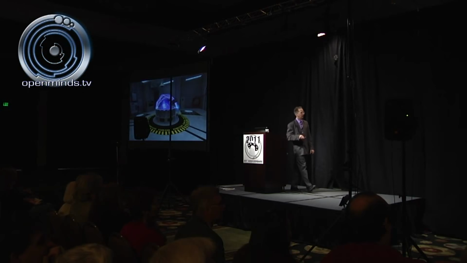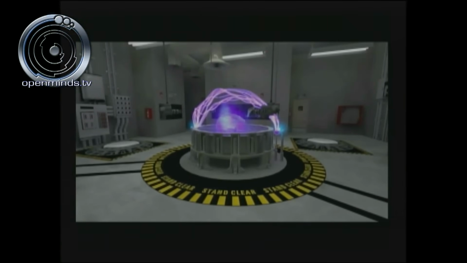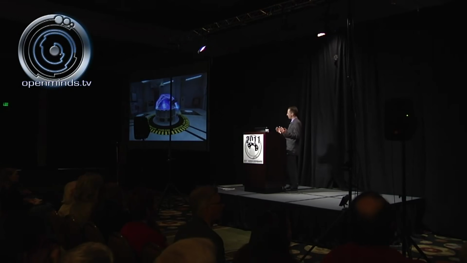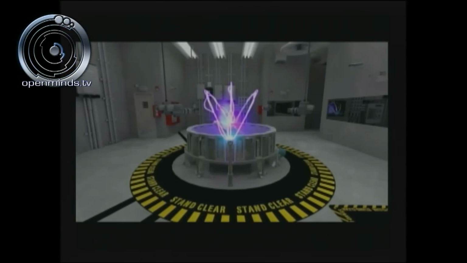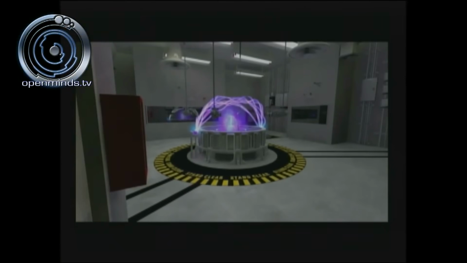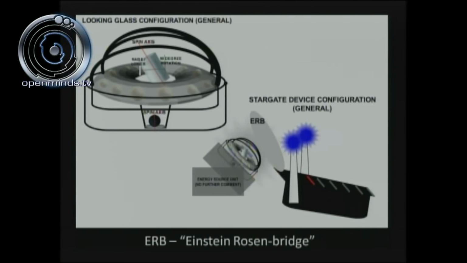Here you see the 3D Max Studio rendering of the looking glass device. We've got the transport pads in this location. Everything that took place in this facility was recorded on digital videotape, so they have the evidence, there's no question about it. You can see the electromagnetic fields forming above the looking glass device. There was a stand clear yellow and black stripe that followed the circumference of the looking glass device. Now again, this is Dan Burisch's rendering.